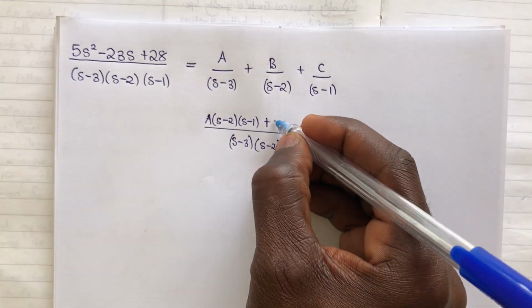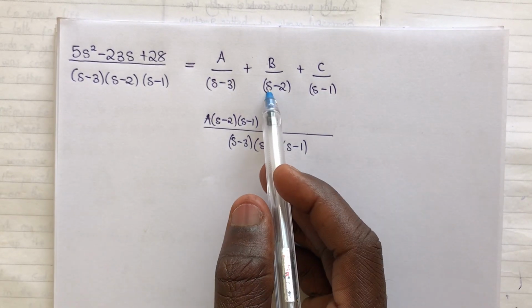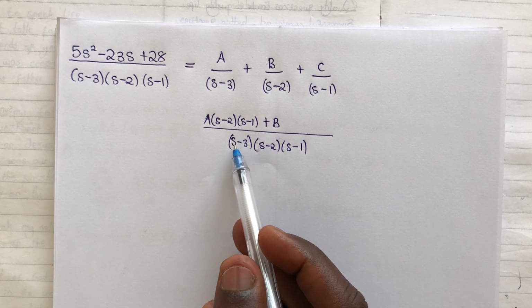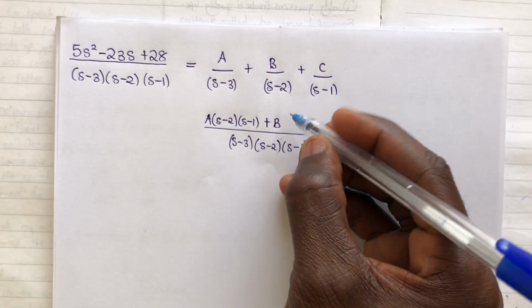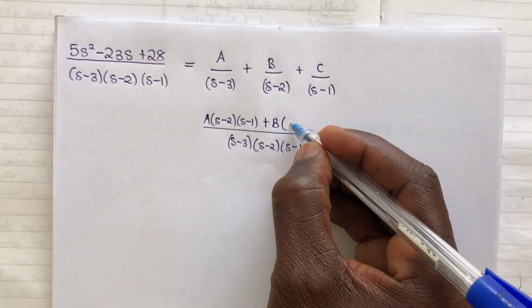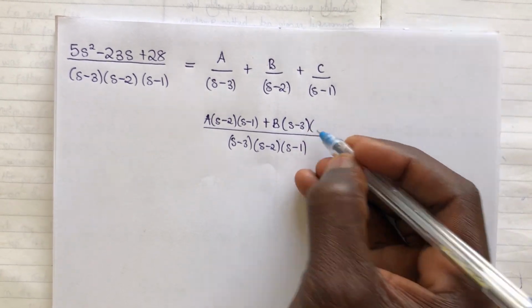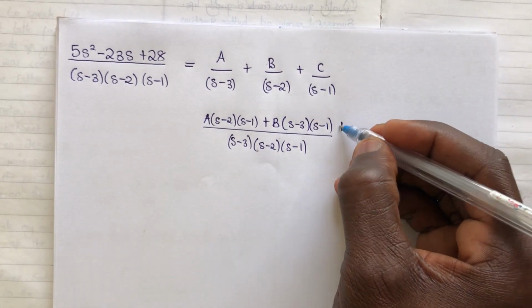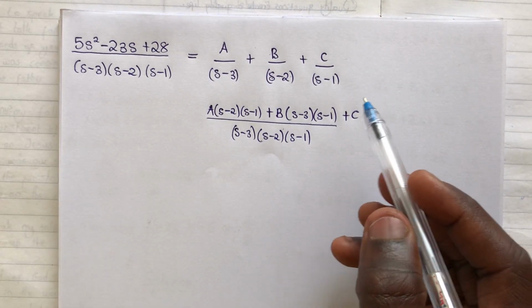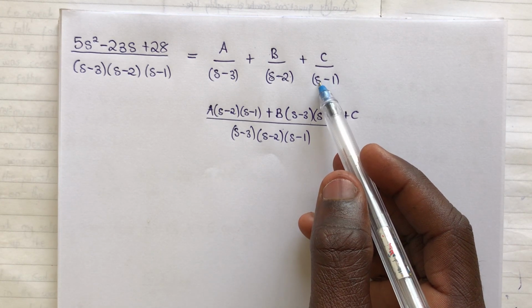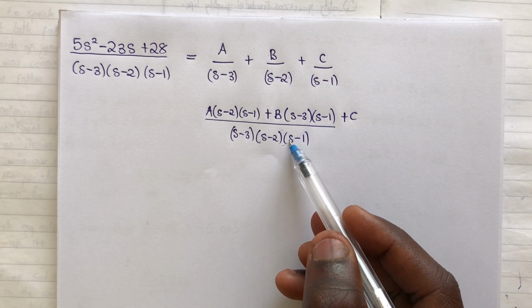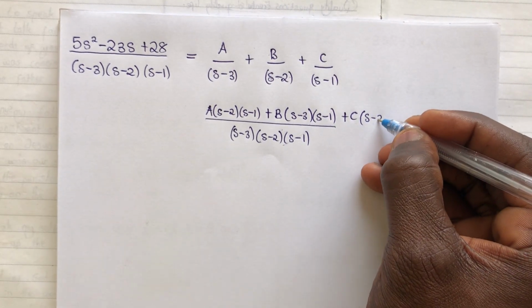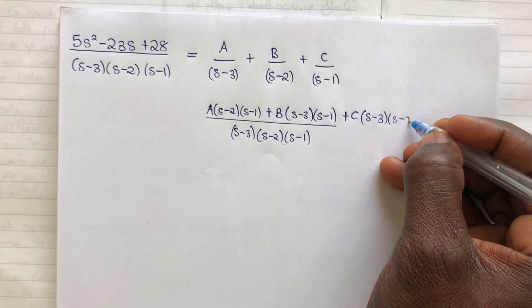Alright, plus B. Now, B, what do we have here? S minus 2 will cancel this one. We are left with S minus 3, S minus 1, so that is what will multiply B. So we have S minus 3 times S minus 1. Then we go to plus C. Now for C, the denominator is S minus 1, which will cancel this one. We are left with this and this. So C times S minus 3, then S minus 2.